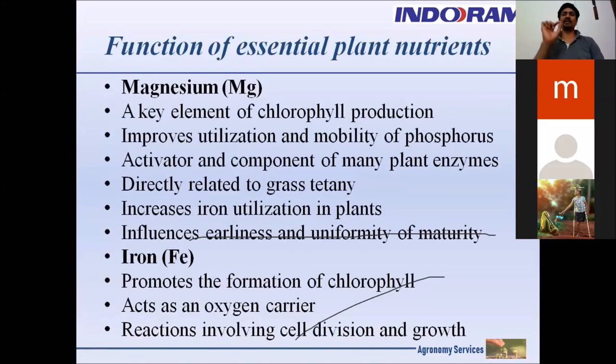Magnesium is integral. The center molecule of chlorophyll is magnesium. So Mg is the central component of chlorophyll. It improves utilization and mobility of phosphorus. It helps in mobilization of phosphorus, and is an activator and component of many plant enzymes. It increases iron utilization, so it supports iron utilization. So the next is iron. Iron is again supporting chlorophyll synthesis, and it takes oxygen from one part of the plant to another.